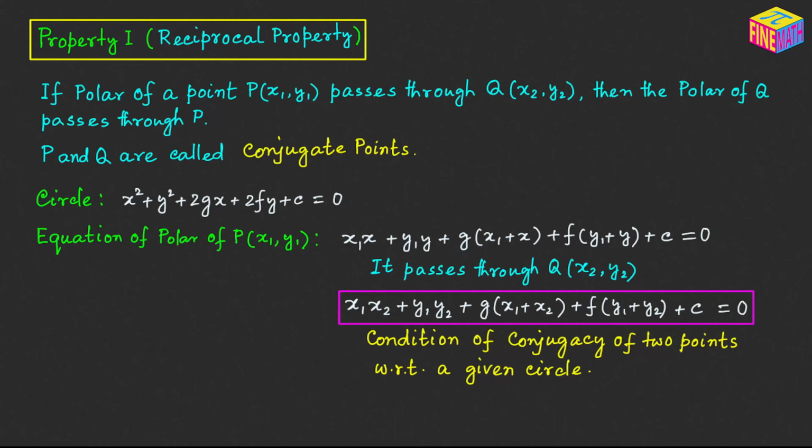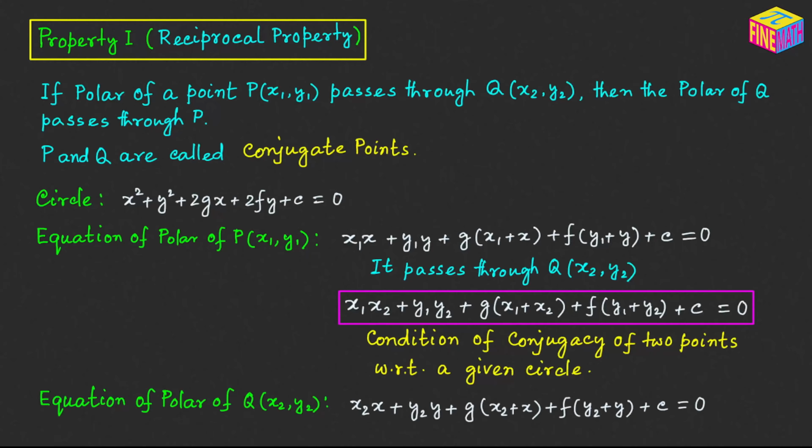Now what would be the equation of the polar of the point Q? Well, it can be written like this. This will be the equation of the polar for the point Q. And then if you look at this equation with the condition of conjugacy, it looks like the equation of the polar of Q has been satisfied by the coordinates of the point P, which are x sub 1 and y sub 1.